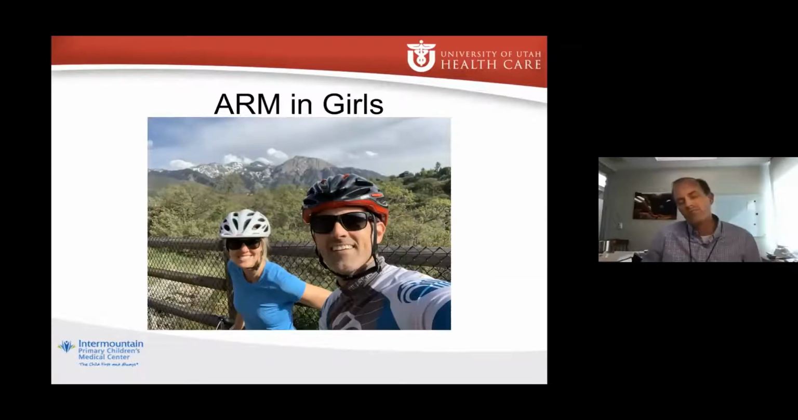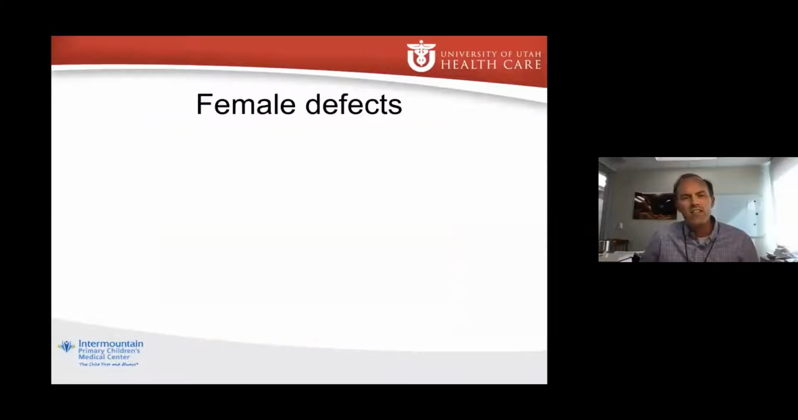So again, we don't have girls, the only girl in our family is my wife. So here's a picture of my wife. We rode bikes. This is from a couple of weeks ago. You still see a little bit of snow up in the mountains there. So that's my girl picture.